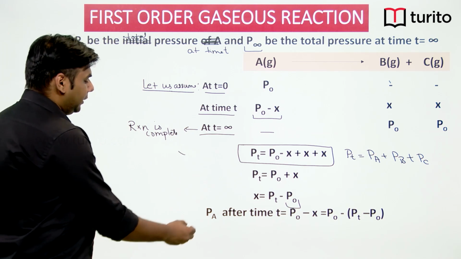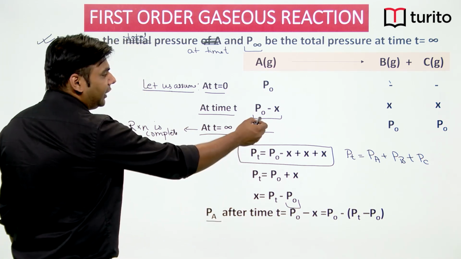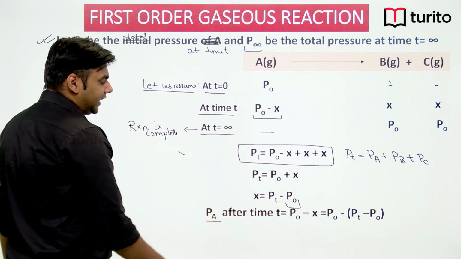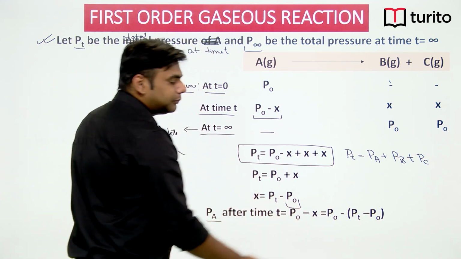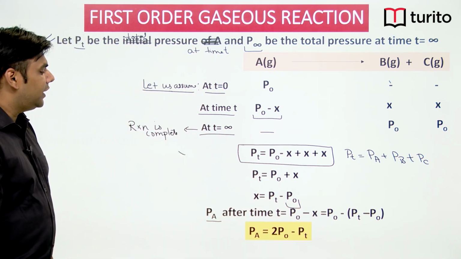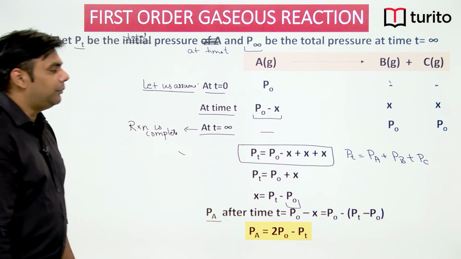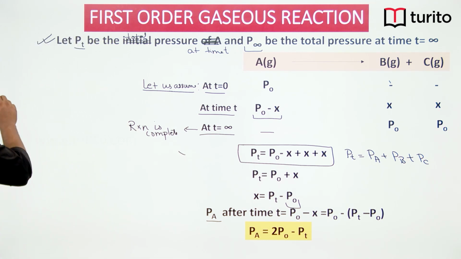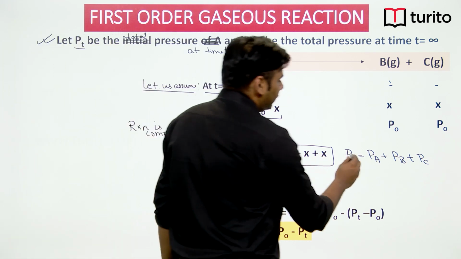So basically the pressure of A after time t, we know, is P naught minus X. So X is basically PT minus P naught. Okay. So this would be 2 P naught minus PT. Okay. So I hope this is clear to everyone. If you have any issue in this, you can ask me.